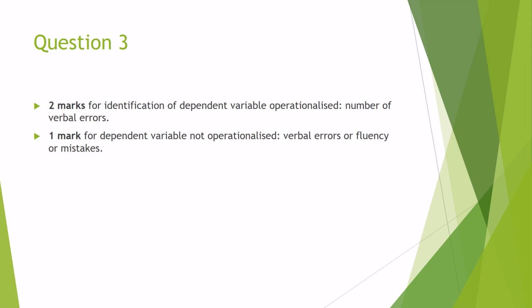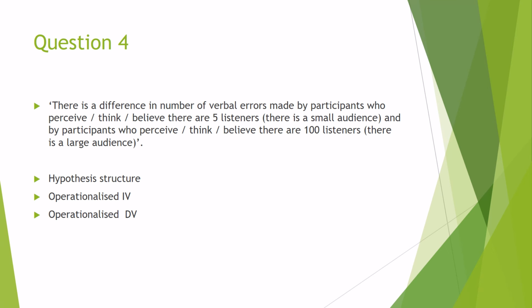Okay. Question 3, for the operationalised DV, number of verbal errors. Question 1, not operationalised, so verbal fluency. Question 4, you get 1 mark for making sure your hypothesis structure is correct, 1 mark for operationalising the IV, and 1 mark for operationalising the DV. So can you identify each one of those?